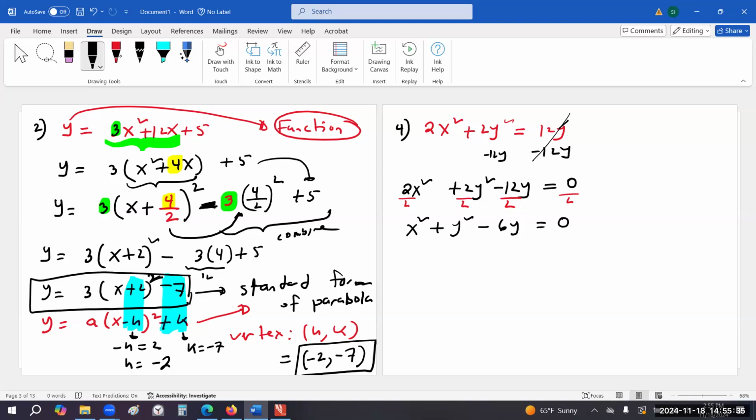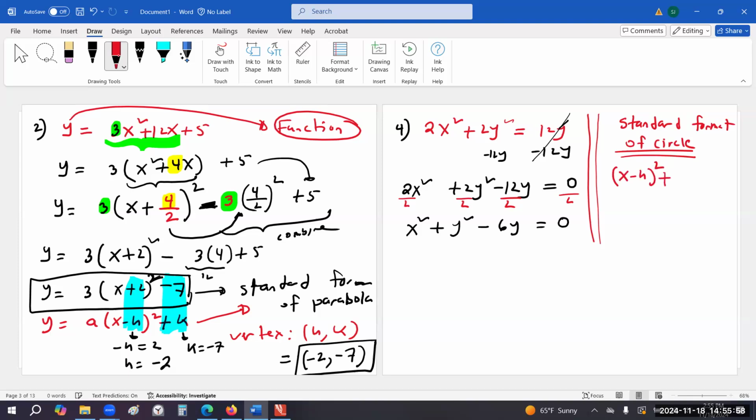Now let me tell you the standard format of a circle. The standard format of a circle is very similar to a parabola. It's x minus h inside, outside of a square, then plus always y minus k inside, outside of the square, and our constant is called r squared.